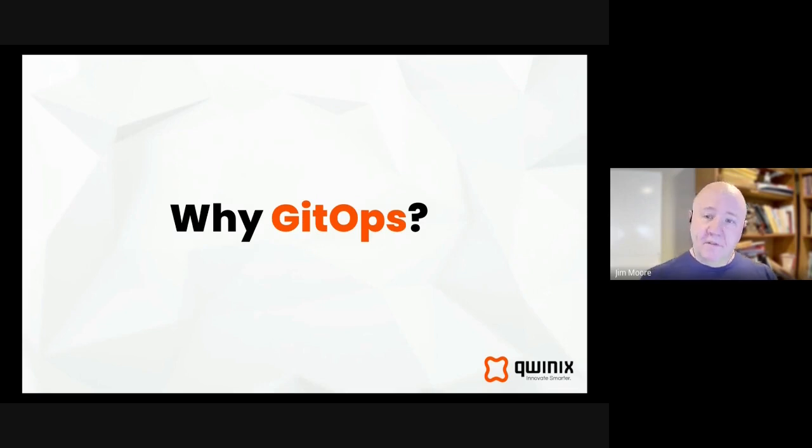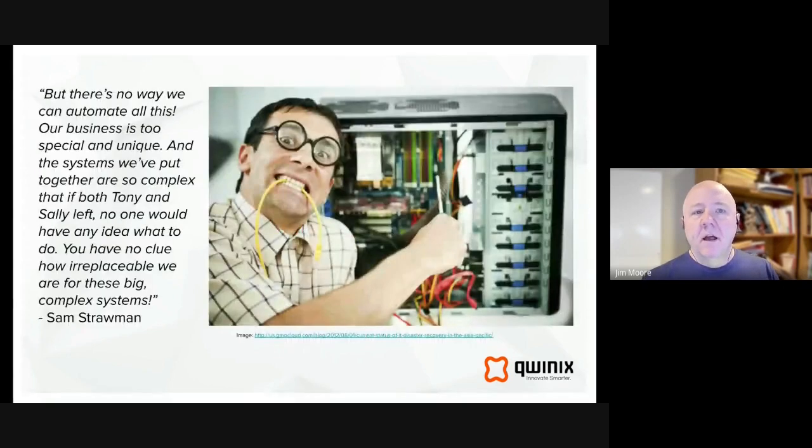So now that's what GitOps is. Now, why do we care? We'll talk a little bit about our fun little straw man. I'm sure nobody's ever heard these arguments before: there's no way we can automate this. Our business is too special and unique. And the systems we put together are so complex that if Tony and Sally left, no one would have any idea what to do. You have no clue how irreplaceable we are for these big, complex systems.